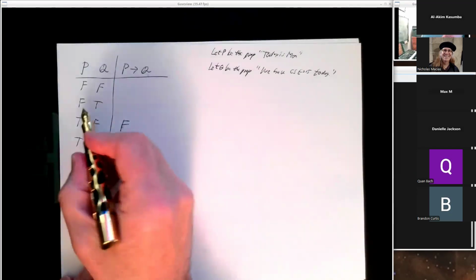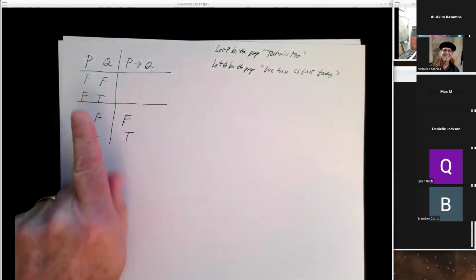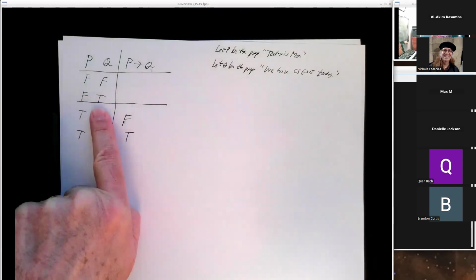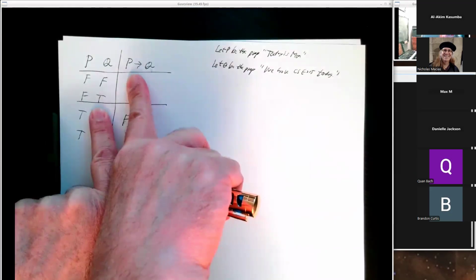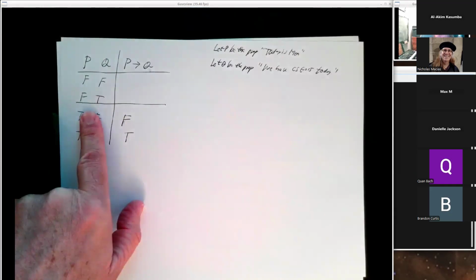These last two rows are a little trickier. Suppose it's true that if today is Monday, we have CSE 215 today. Forget about holidays, forget about the end of the term. This is just a fact of the universe. If today's Monday, we have CSE 215. Suppose today is not Monday, but we still have CSE 215. Does that invalidate this proposition, or is this proposition still true? It's not Monday, but we still have CSE 215. Is that okay?